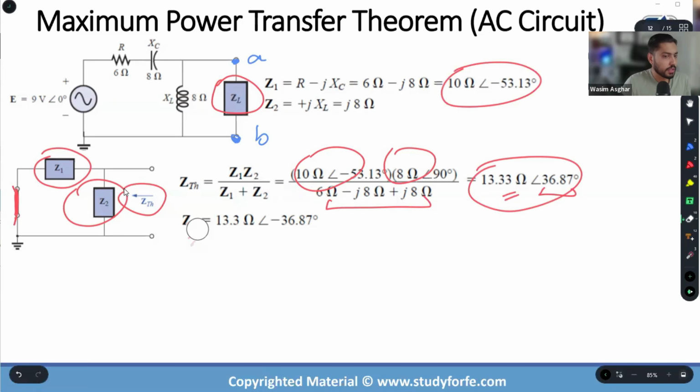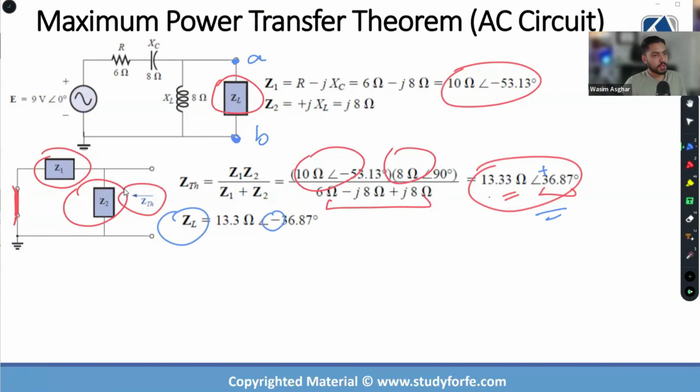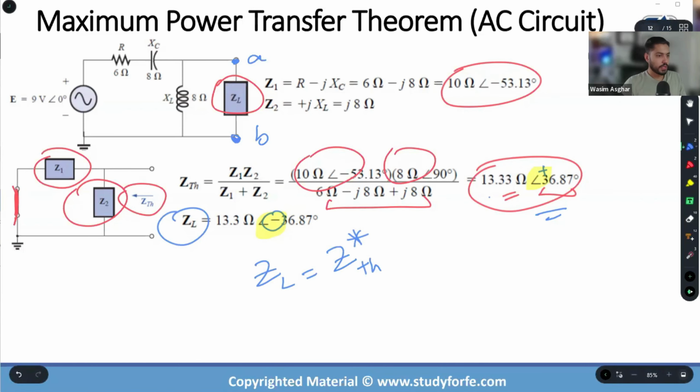So what I'm doing over here, telling myself that my Z load is going to be exactly like this, but notice there's a plus sign over here for the angle. I'm going to flip that to the negative sign, because the requirement is that Z load for the AC systems is going to be equal to Z Thevenin conjugate. So this additional step that you see over here is because of that conjugate.